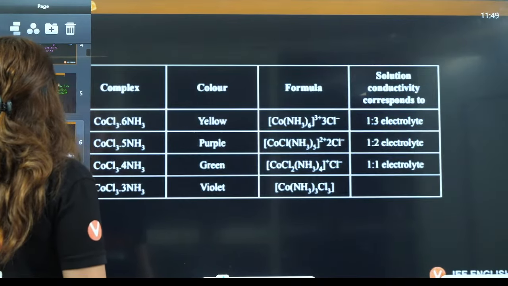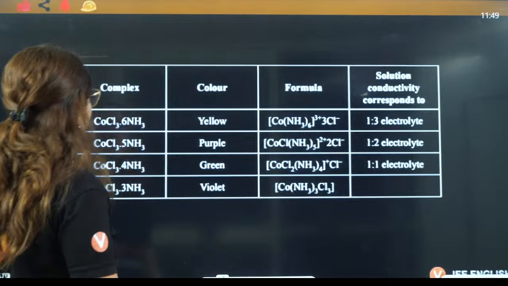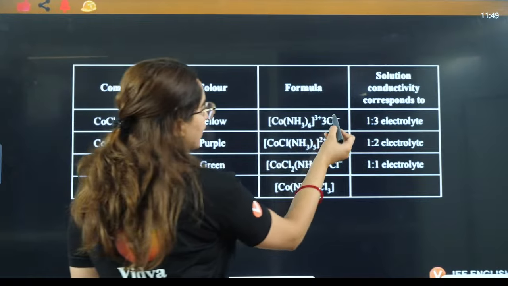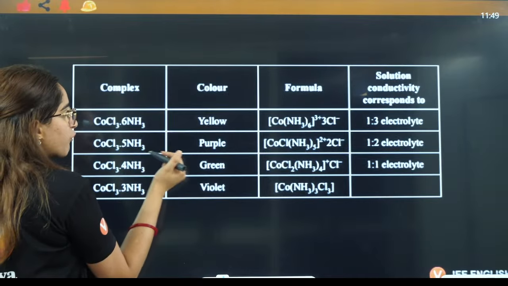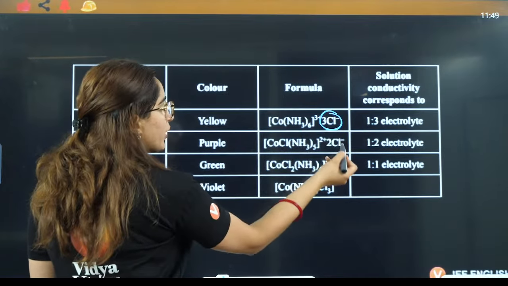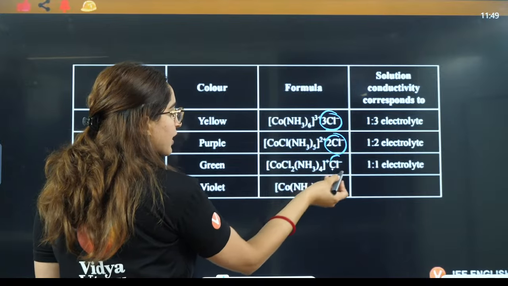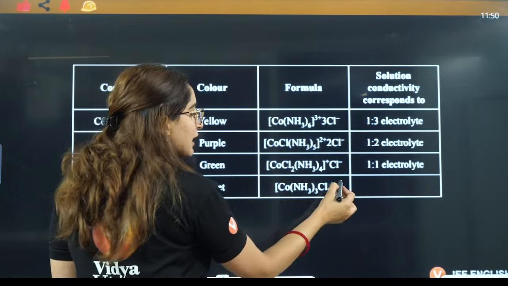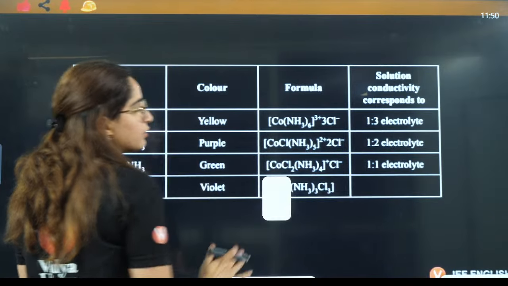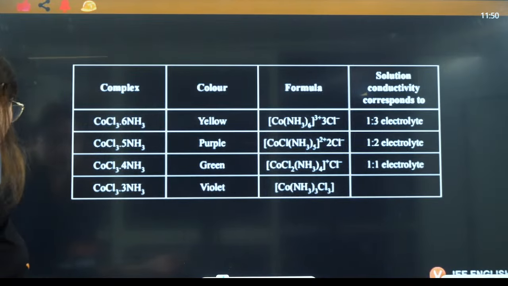Okay. Now, same thing I have written here, that if I say 3 chlorines are outside, that means 3 AgCl were formed. 2 AgCl mean 2 chlorine were outside. 1 AgCl mean 1 chlorine is outside. If no AgCl is formed, that means all the chlorine are inside. Okay, that's how we write the formula here.